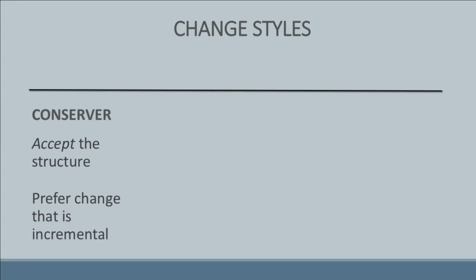And the entire model is based on a point along a single continuum. On one side, we'll call this the conserver side. This is the side that believes that change is best and most appropriate when it's occasional, targeted, and incremental. There's an acceptance of the current structure, and they therefore prefer change that is incremental.